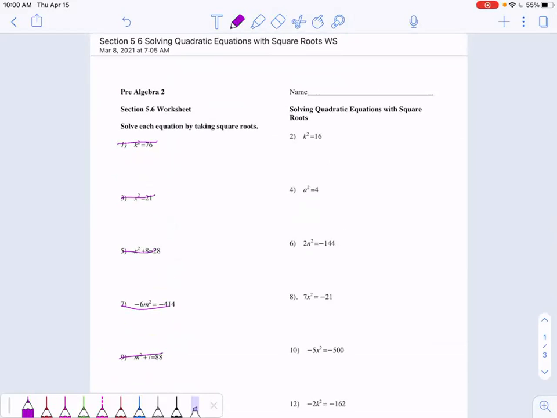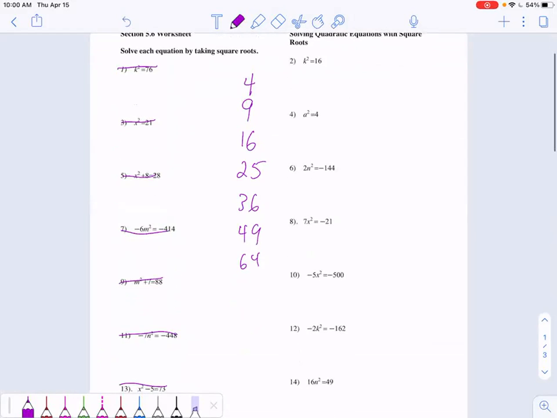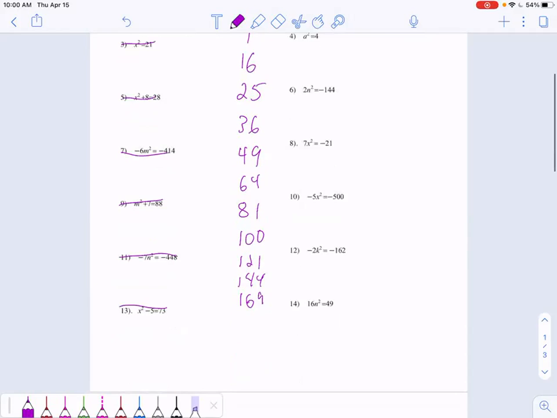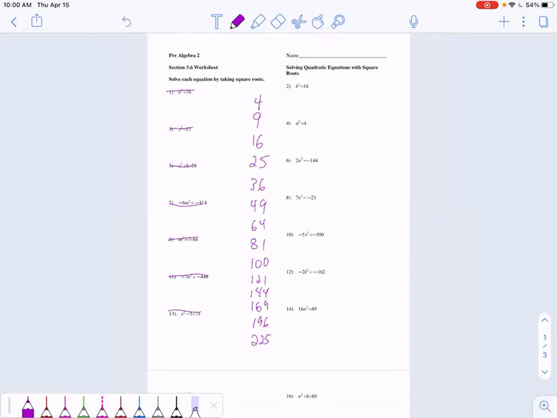Bill, can you tell me all the perfect squares? Yep. Four, 169, 196, and 225. All right.